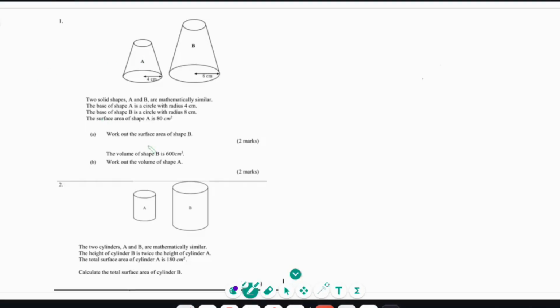Okay, for question 1, we've got 2 solid shapes, A and B, that are mathematically similar. The base of shape A is a circle with radius 4, base of shape B is a circle with radius 8. So already I'm thinking, well, I can find the scale factor for length because I've got 2 lengths. So 8 divided by 4, which is 2.